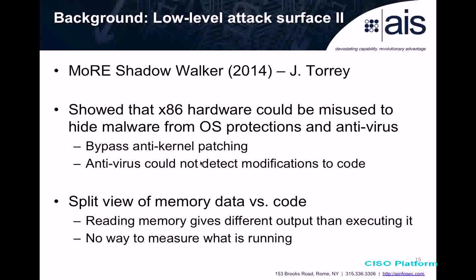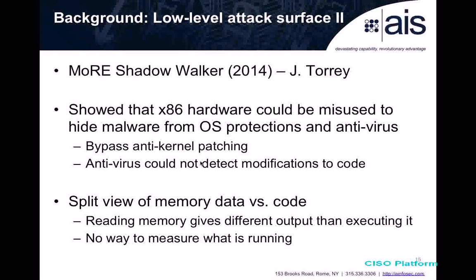We're now going to talk about the work I presented at Black Hat. It's called More Shadow Walker. It basically showed that you could misuse the existing x86 hardware to hide malware from operating system protections and antivirus. This will allow you to bypass anti-kernel patching, that would be Microsoft PatchGuard, and antivirus could not detect modifications to code. And it did this by providing a split view of memory, code versus data.